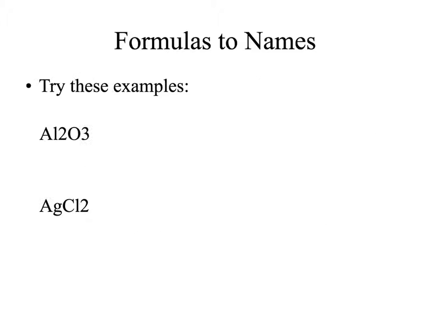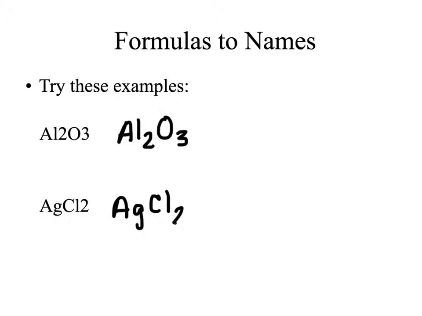So let's try a couple. So I have Al2O3 written in a little bit more of a clear way that you would see on a test would be like this, and AgCl2 would look like this. So give the first one a try and the second one a try. And if I look, I have Al, which is aluminum, and oxygen, which is going to end up ending in IDE, or aluminum oxide.